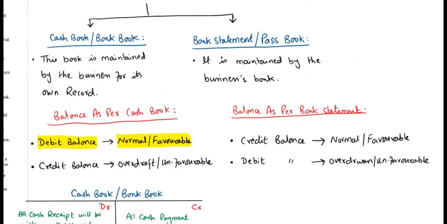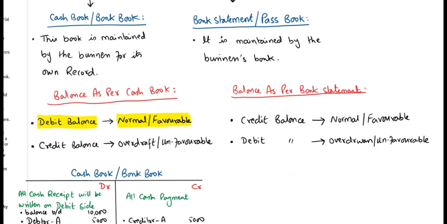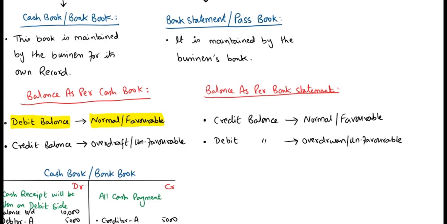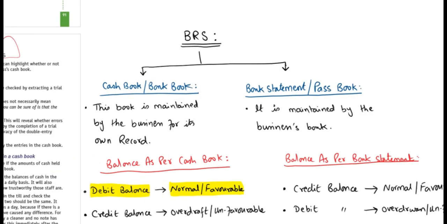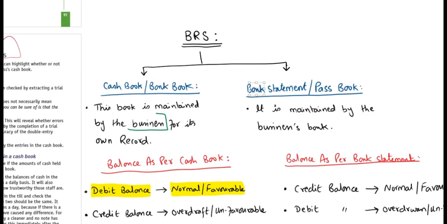So this is the bank, we can say Dubai Islamic Bank. And here is the business. You can say this is a cash book which is maintained by the business. So for example, this is the business.